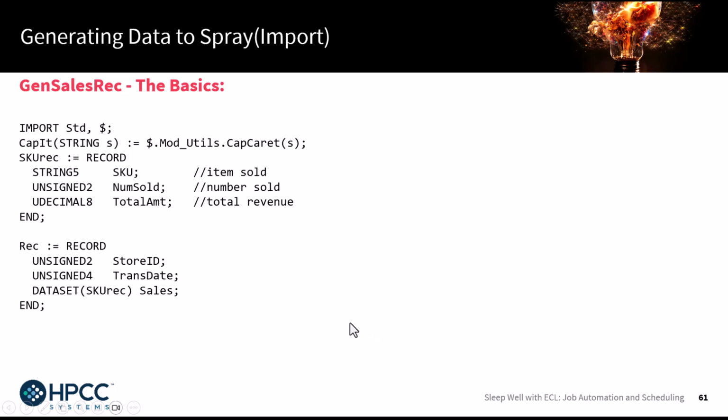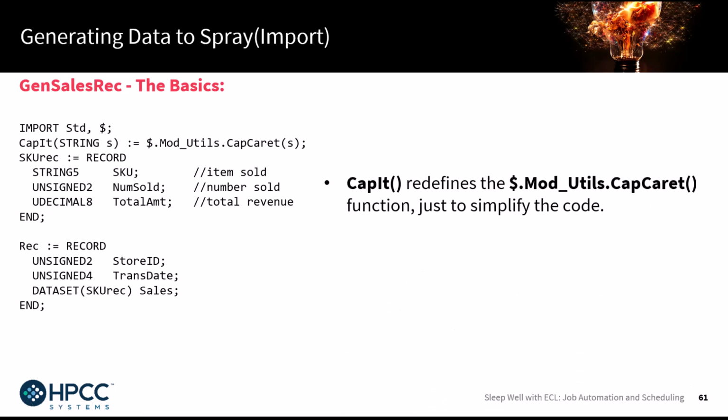So let's start with the first thing you always do. You always get your data defined properly. Since our data is going to be generated on the cluster, we didn't need to import anything. We're going to be generating this data from scratch. So first thing just to look at on the right side here, we have the capit function, which is just a more elegant way of referencing our cap-caret function to simplify the code.